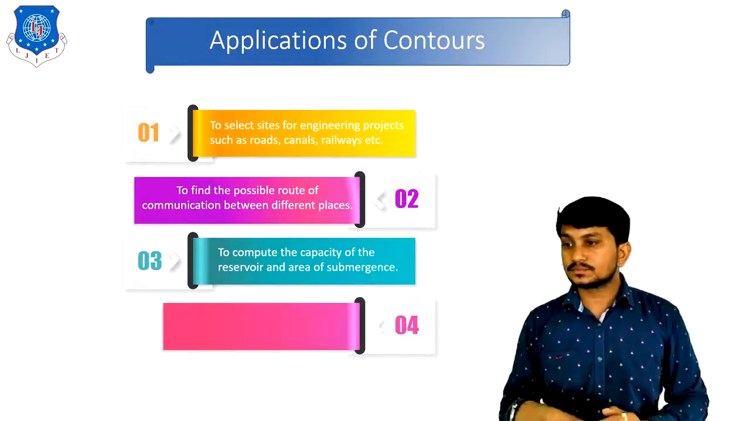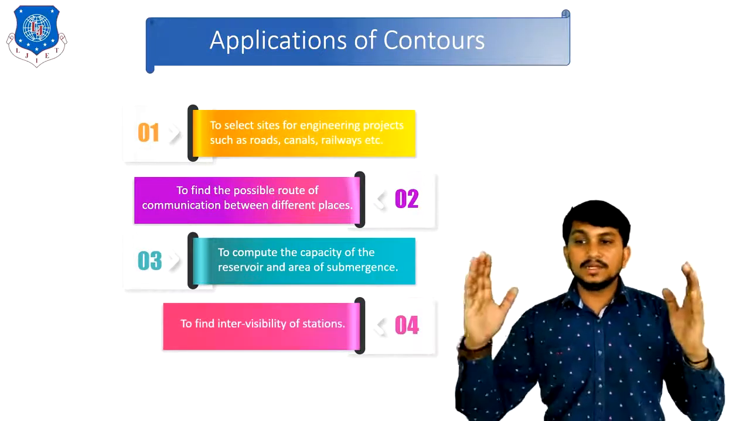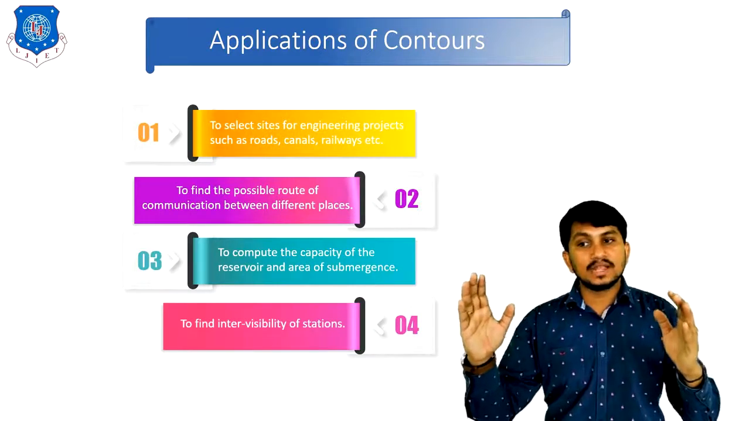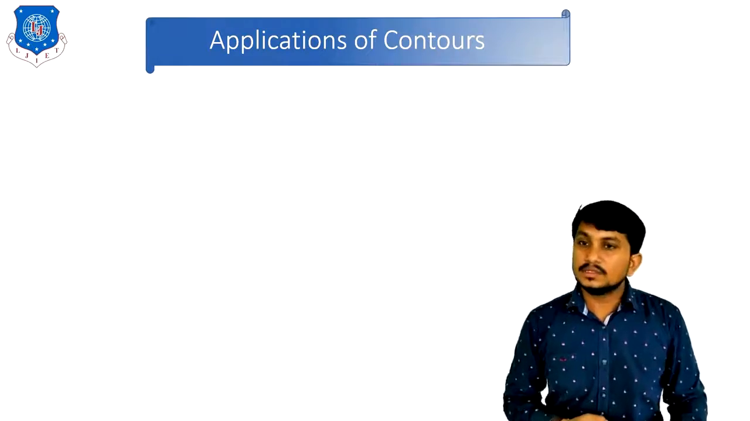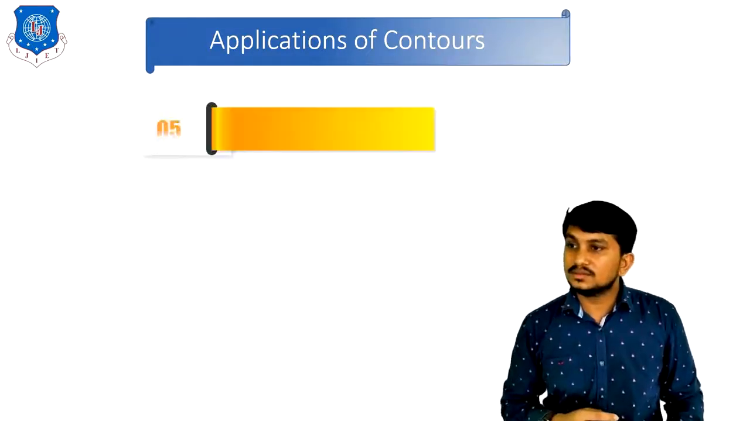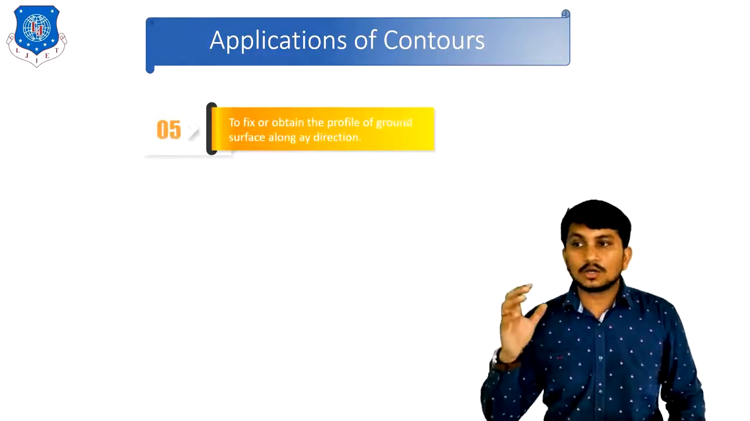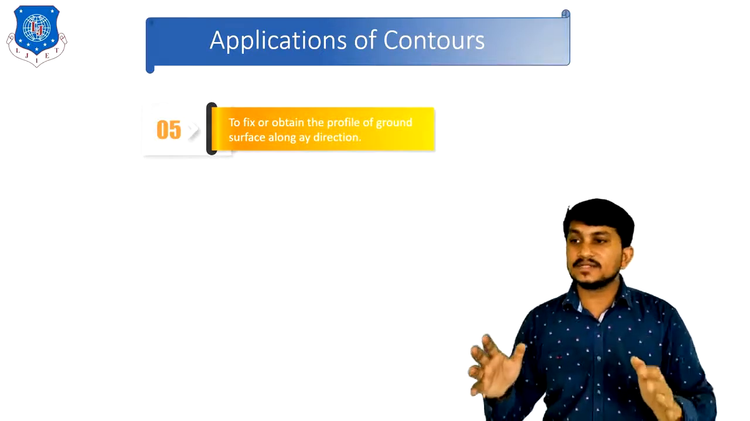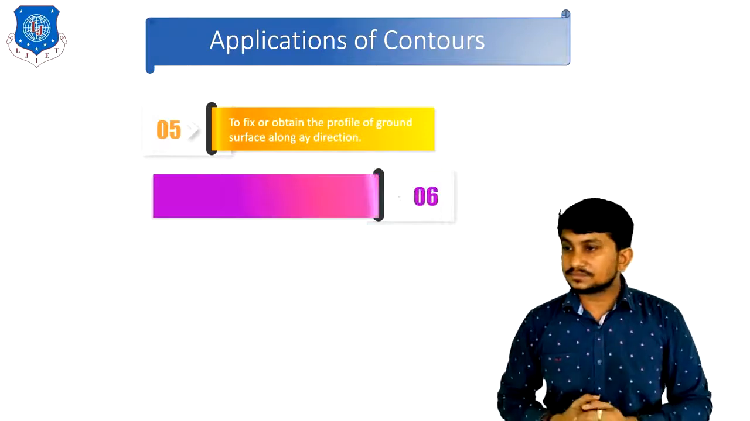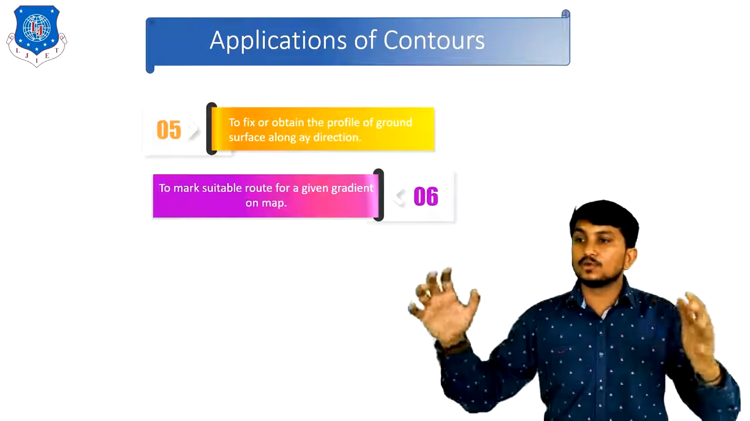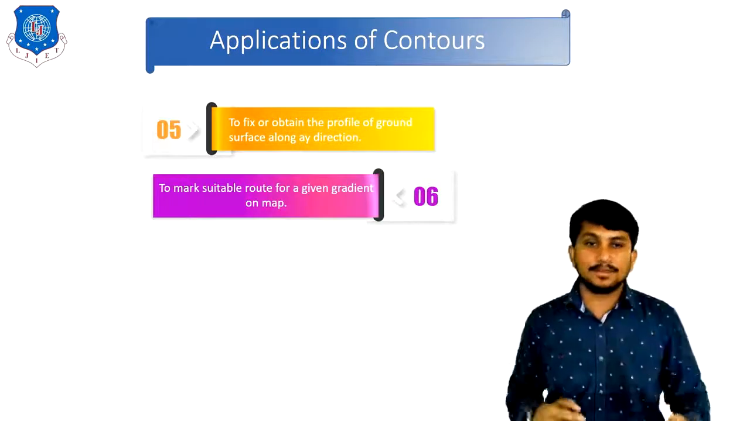Fourth is to find intervisibility between two stations. We can easily find this out by contour lines or a contour map. Next is to fix or obtain the profile of the ground surface along any direction. Next is to mark a suitable route for a given gradient on the map.